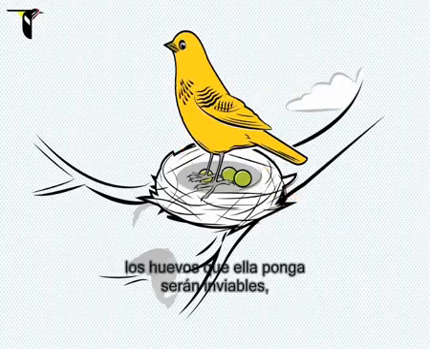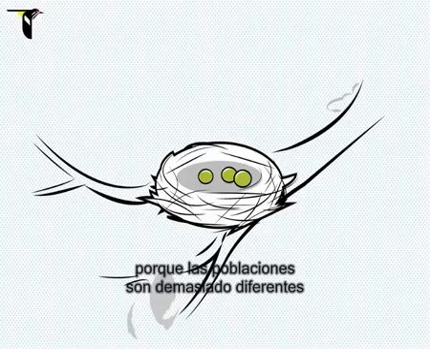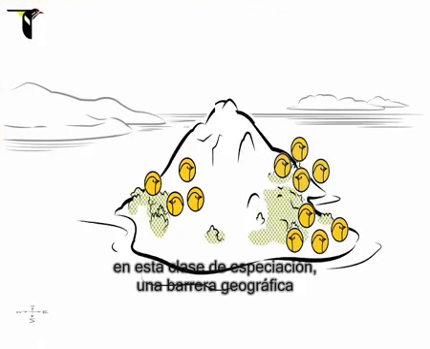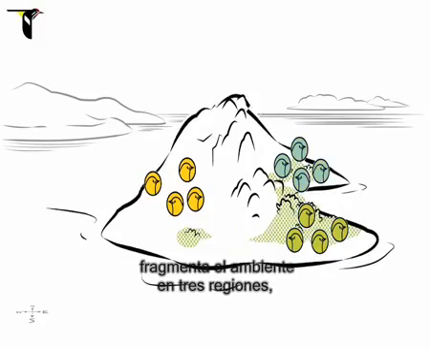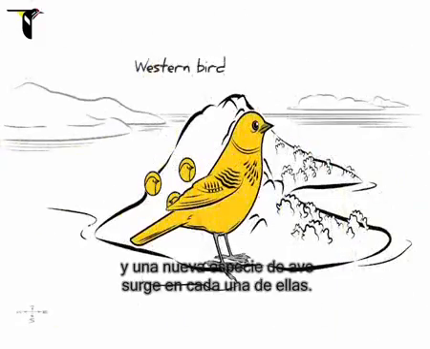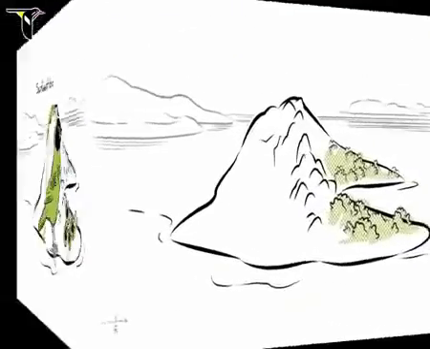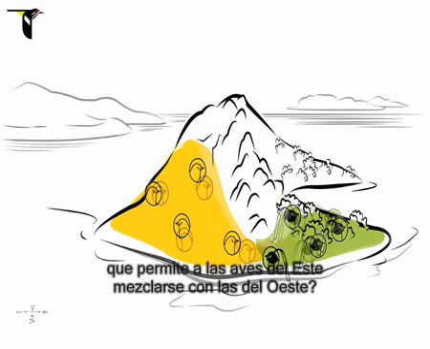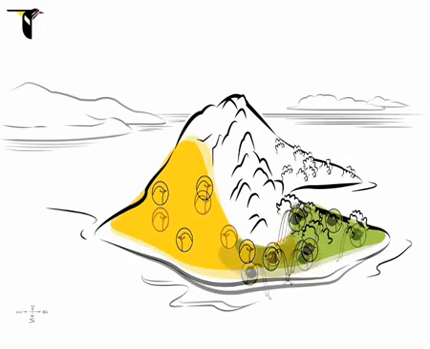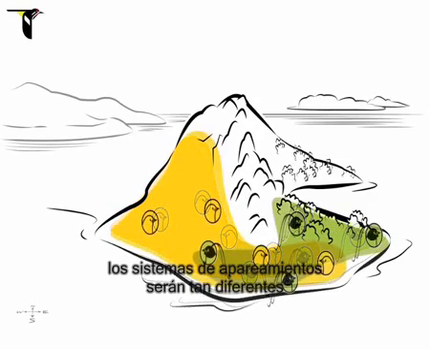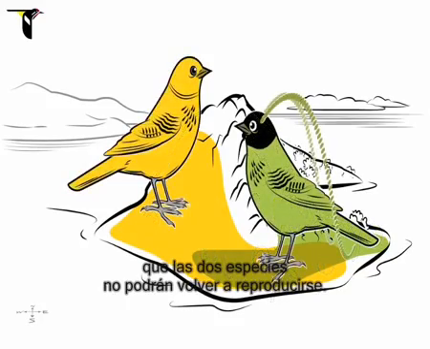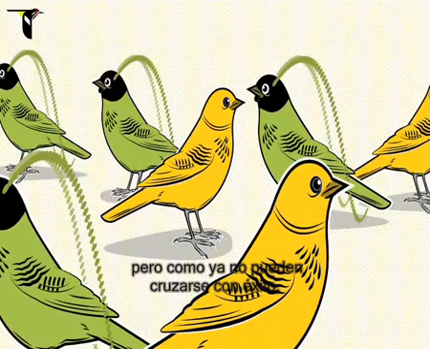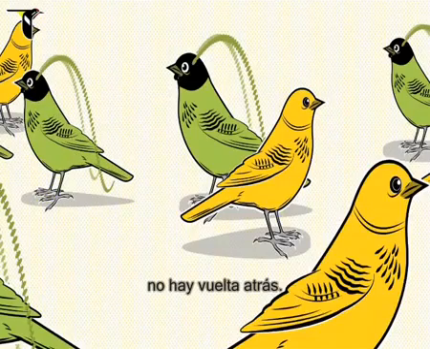At this stage, the eggs she lays aren't viable because the separated populations have evolved too many genetic differences to be compatible. To review, in this kind of speciation, geographic barriers have split the habitat into 3 fragments, and on each, a unique species evolved. What if the southwestern slope erodes into a low peninsula, allowing southeastern birds to mix with the western birds? By this time, their mating systems are completely different, and the 2 species can't create fertile offspring. Now, related species can coexist, but because they no longer successfully interbreed, there's no going back.